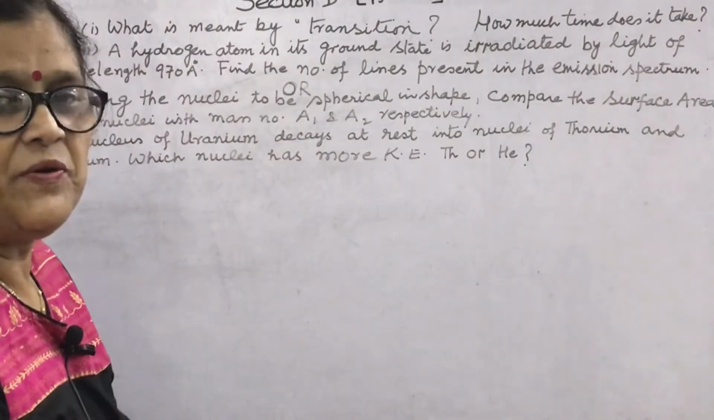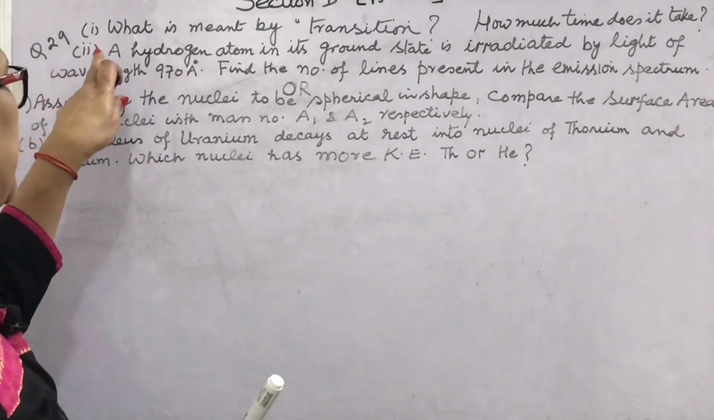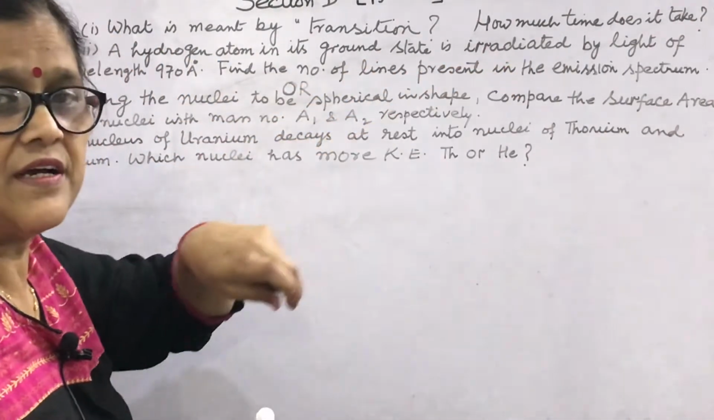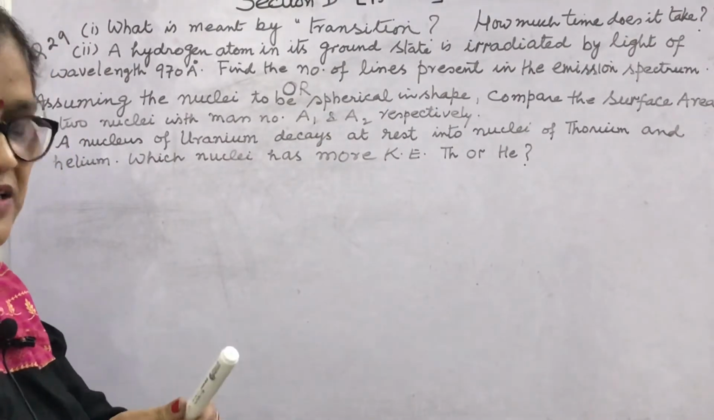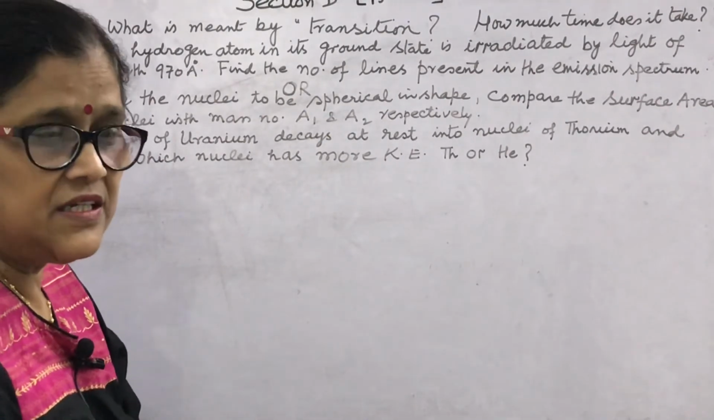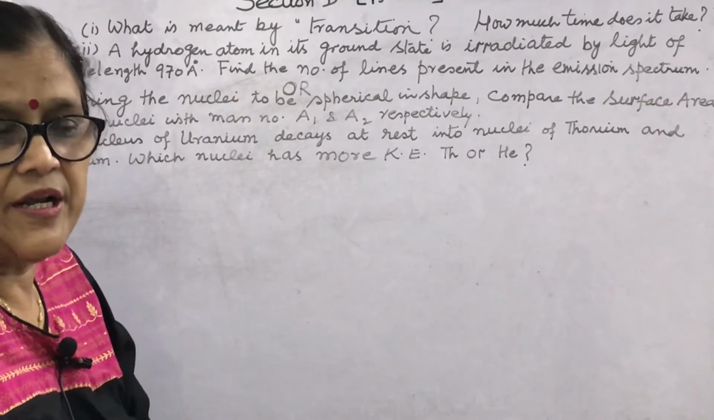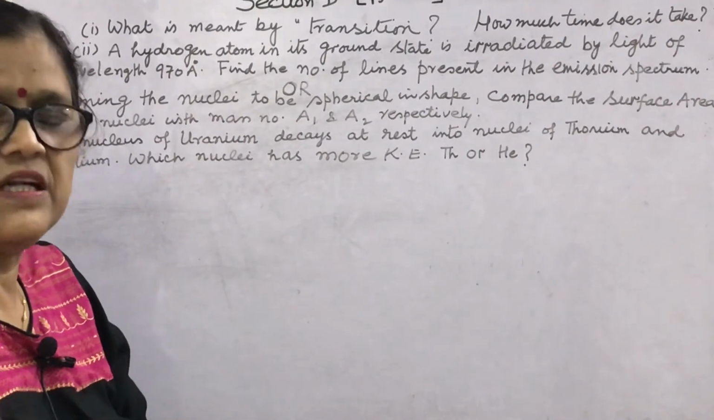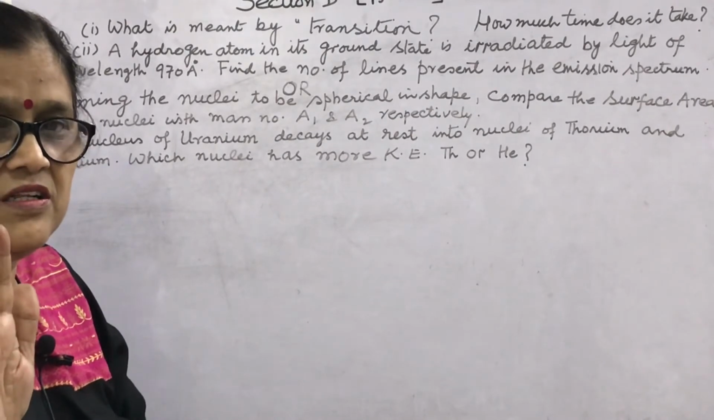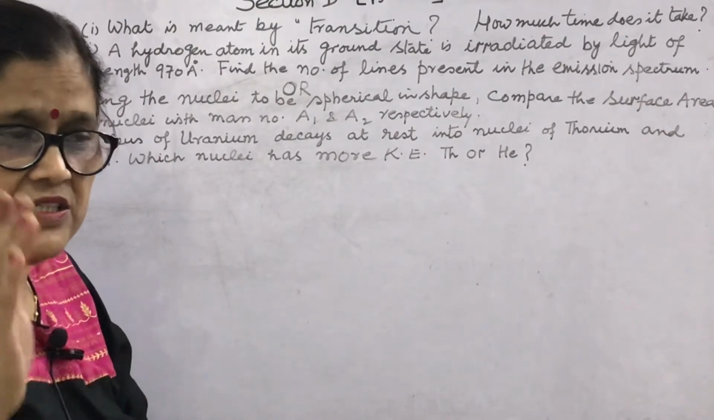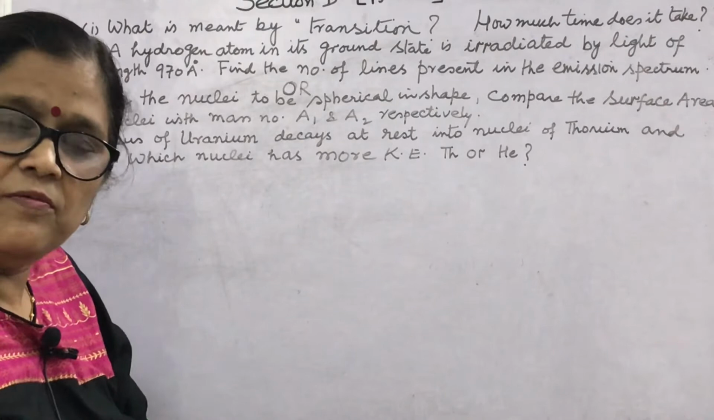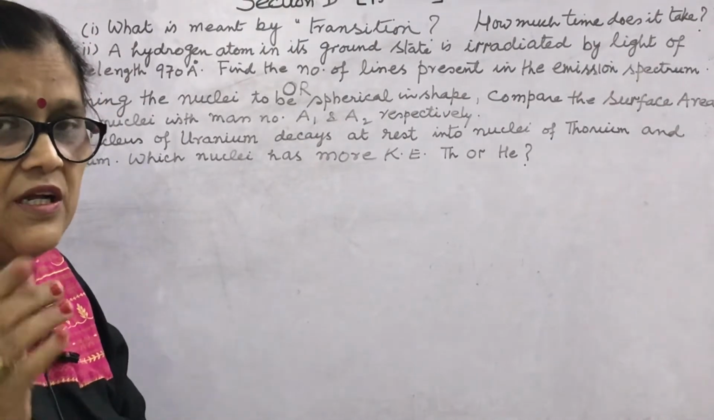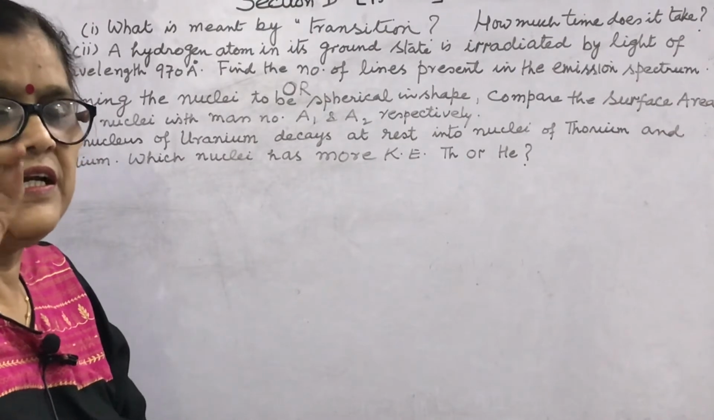See the question number 29. First part, what is meant by transition? How much time does it take? You know, transition is defined as the change in an atom from one energy state into another. That is called transition. I am repeating again, the change in an atom from one energy state into another. It takes 10 to the power minus 8 seconds of time.